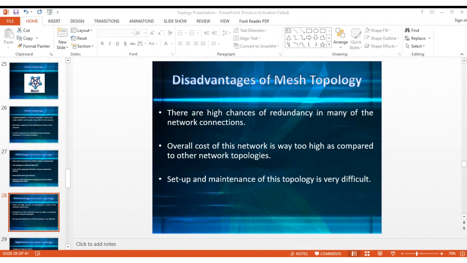And there is a high chance of redundancy in many of the connections. Redundancy is what we call duplication, so you have duplication of the connections. Yeah. That is what you call the mesh topology.